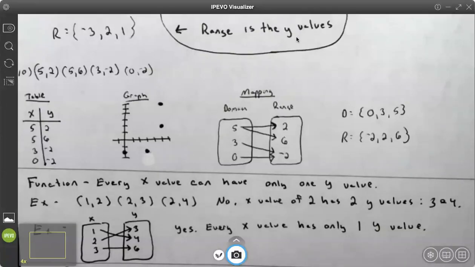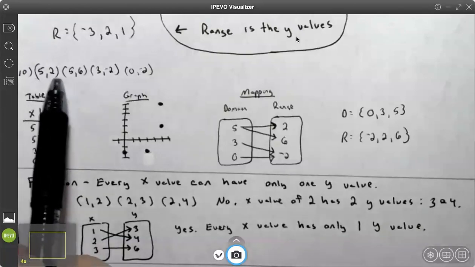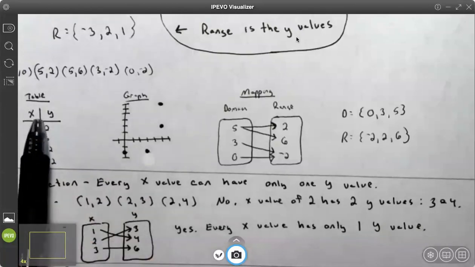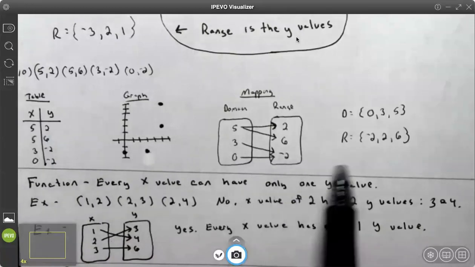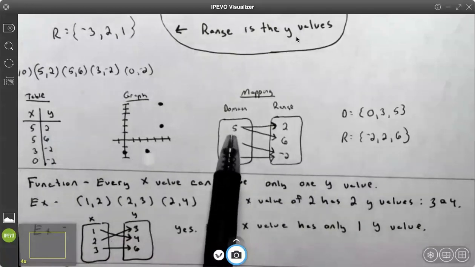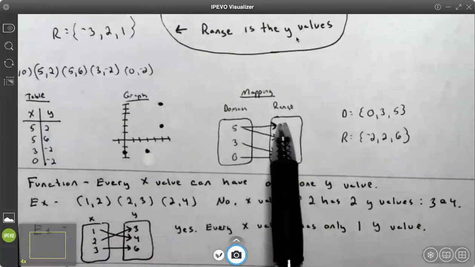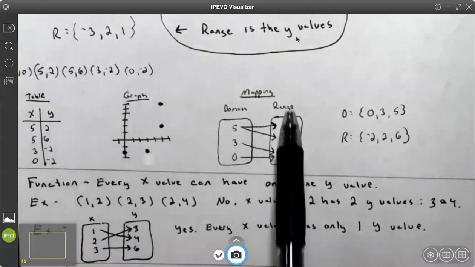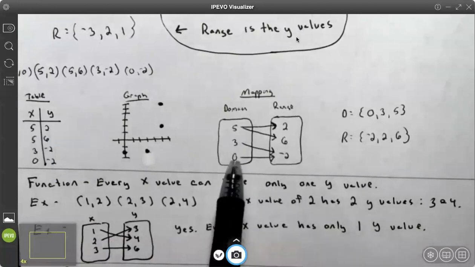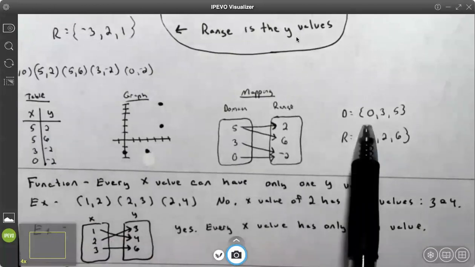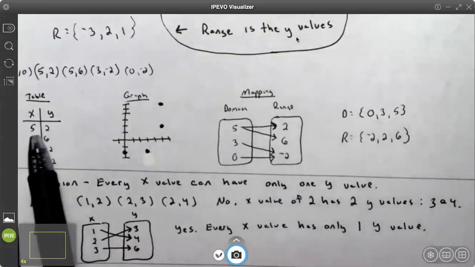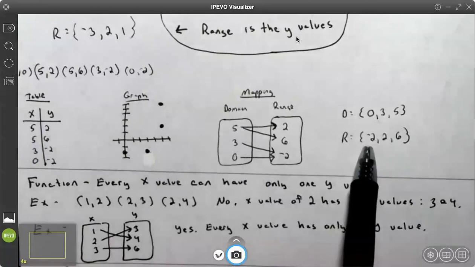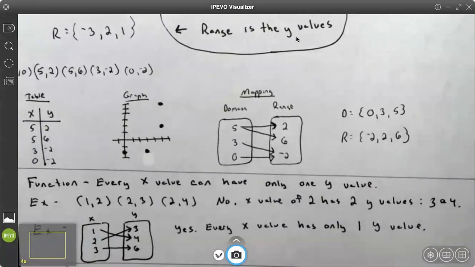So quick review. This is a set of ordered pairs. Those ordered pairs can be given as a table, as a graph, as a mapping. Your x values are your domain, your input, and your independent. Your y values are your range, your output, and your dependent. Domain is a list of all your x values. In this case, it's 0, 3, 5. Range is a list of all your y values. In this case, it's -2, 2, 6.